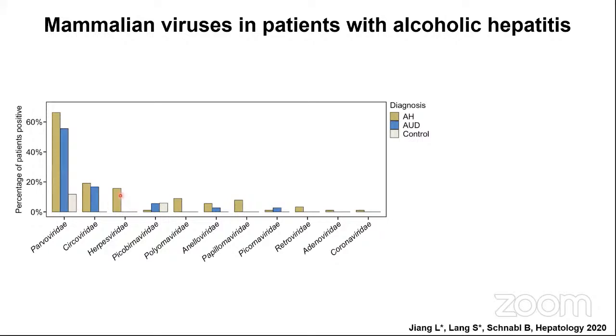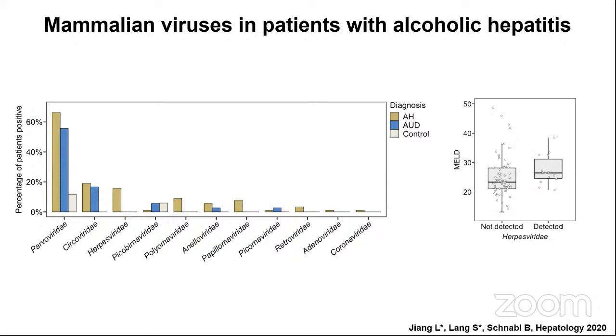In addition, we found a significant increase in herpesviridae, especially Epstein-Barr virus, in patients with alcoholic hepatitis, and we did not detect this in the stool from alcohol use disorder patients and non-alcoholic controls. When we looked at the MELD score in patients where we detected herpesviridae, this subgroup had a significantly higher MELD score as compared to the subgroup of patients where we did not detect herpesviridae in the stool.